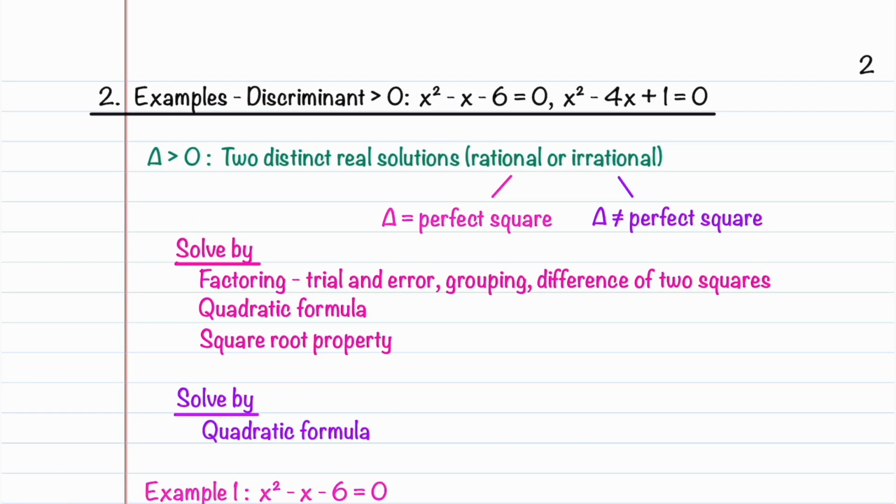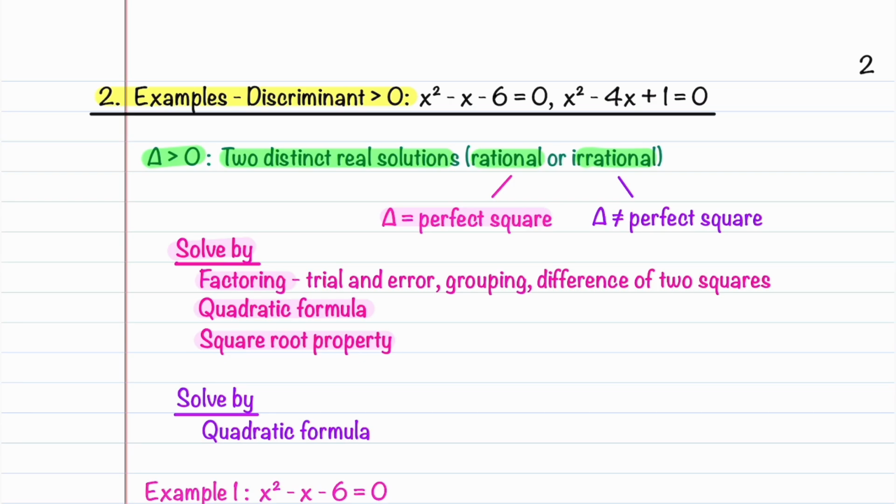The first examples that we're going to look at are when the discriminant is greater than 0. Just as I mentioned on the previous page, when our discriminant is greater than 0, we're going to get two distinct real solutions. They can be rational or irrational. The solutions are going to be rational when the discriminant is equal to a perfect square. And in this case, we can solve the quadratic equation by factoring, using the quadratic formula, or using the square root property. I have videos on all of these factoring techniques.